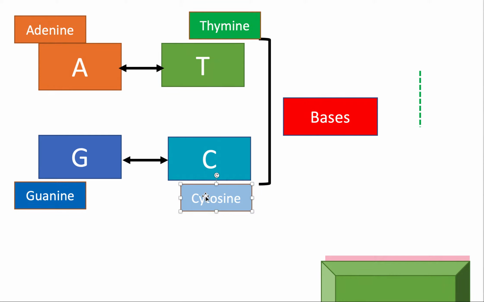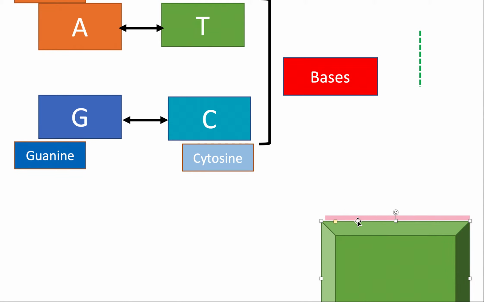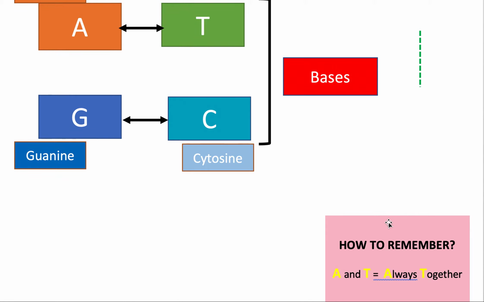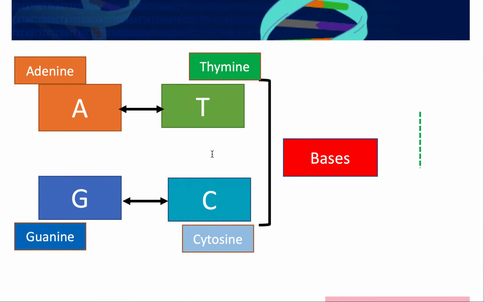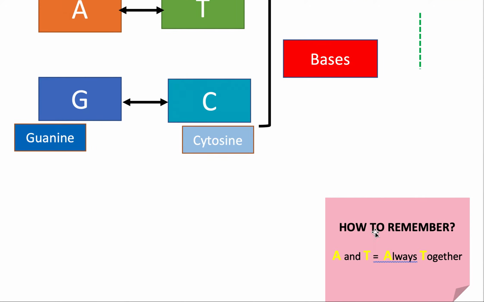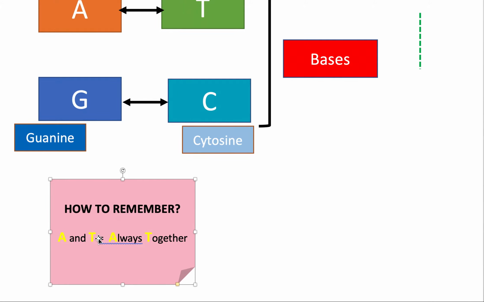Okay. Good. Next. How can we remember that A and T always go together and G and C always go together? Because remember I said this is the only way that they can combine in your DNA. Well, there's an easy way to remember it. I remember it as A and T always together. A for always, T for together. A and T are always together.